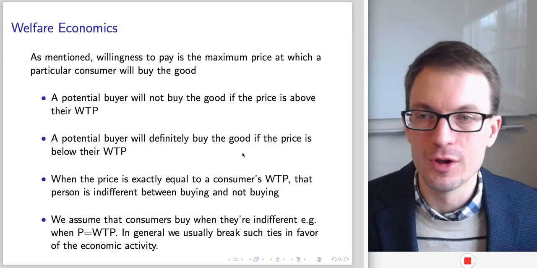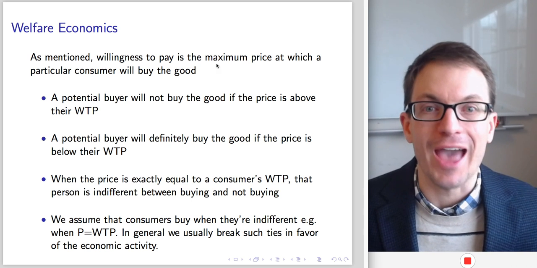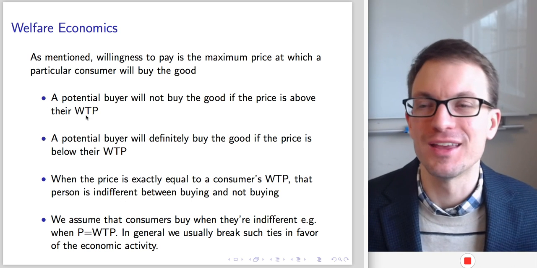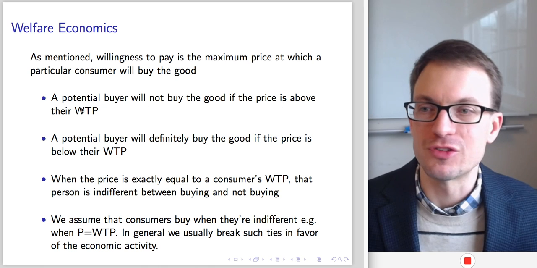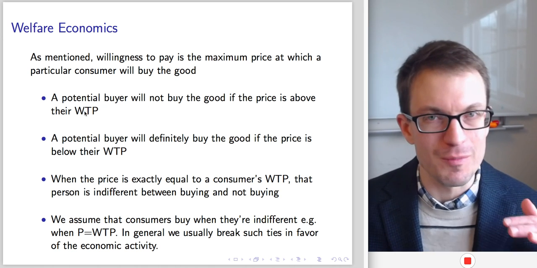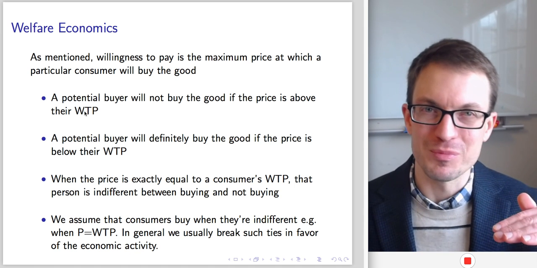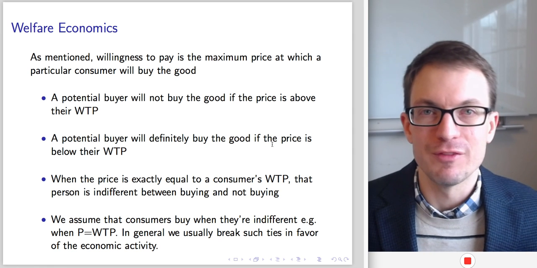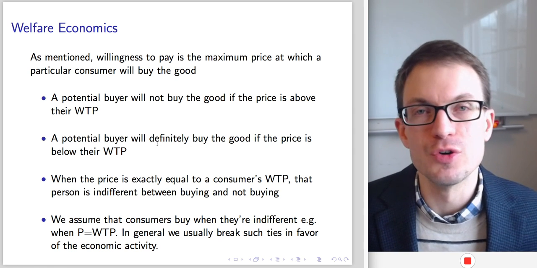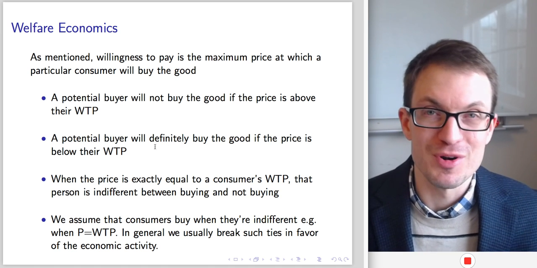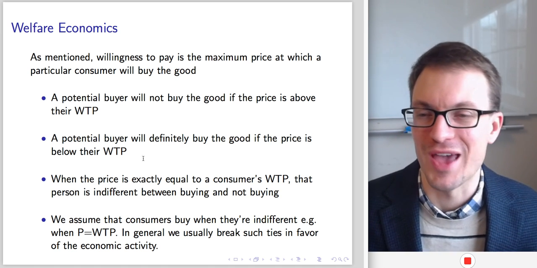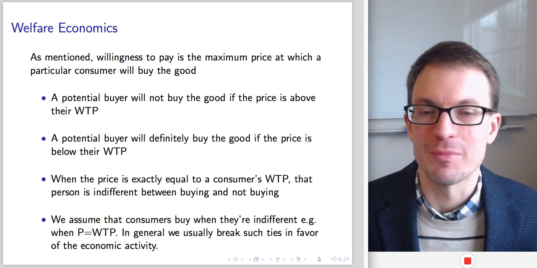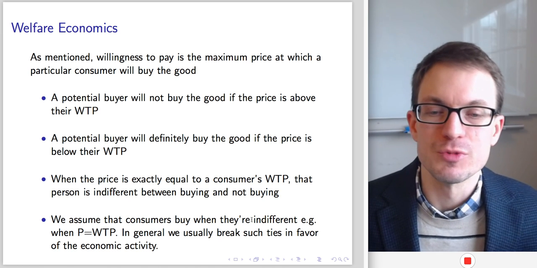Okay, very good. So, as mentioned, willingness to pay is the maximal price at which a particular consumer is going to buy the good. So here's how we determine buy versus not buy. A potential buyer will not buy the good if the price is above their willingness to pay. If the maximum I'm willing to pay for a good is at one price and the good is selling for higher, I'm not going to buy. A potential buyer will definitely buy if the price of the good is below their willingness to pay. And they're going to be pretty excited about that because they would have been willing to pay more, but they don't have to. Now, if the price is exactly equal to willingness to pay, that person's technically indifferent between buying and not buying. And like I said, we assume consumers buy when they're indifferent.